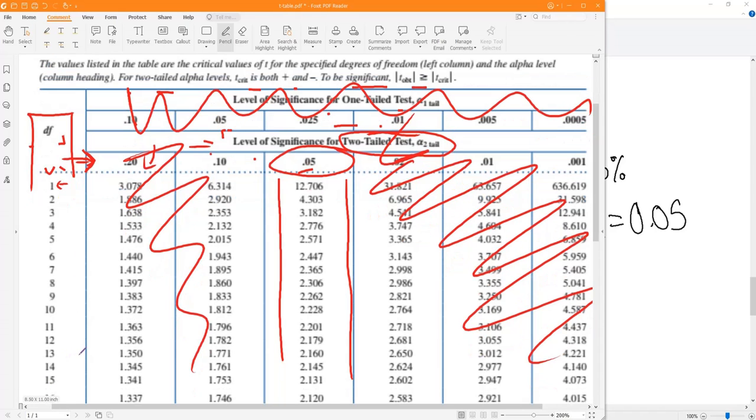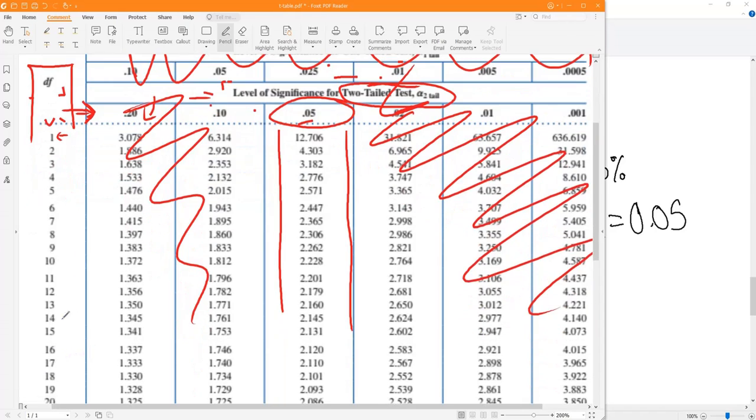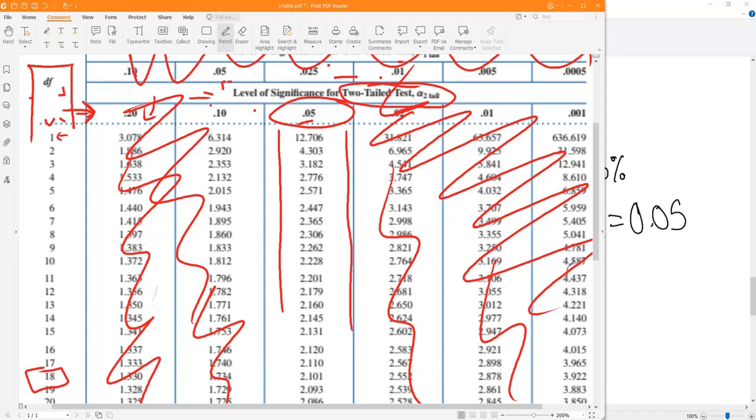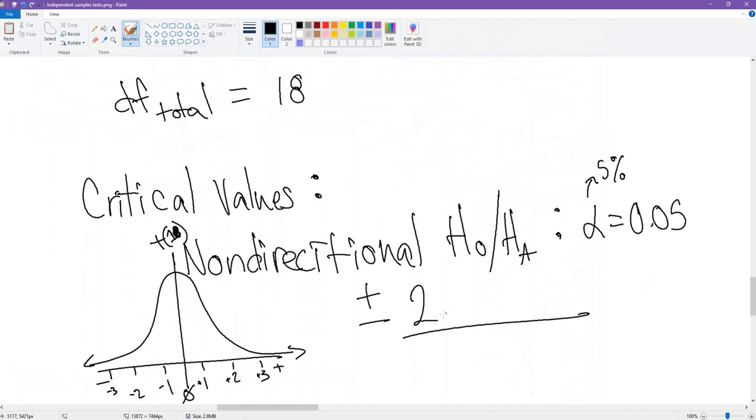So this keeps going up, 15, 16, 17, 18. Here's where 18 is. I said I'm not interested in these, or these, or these, or these. I have so much erasing to do. Now I'm going to trace over to the column that I am interested in. And I get 2.101. Cool, those are my critical values.